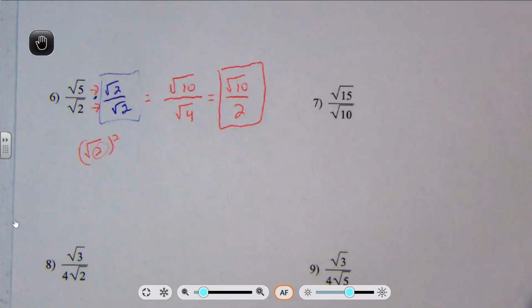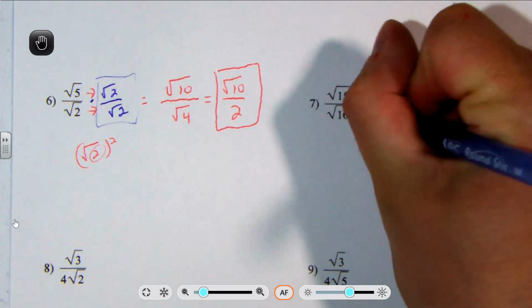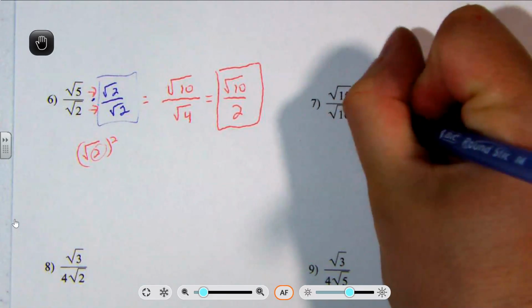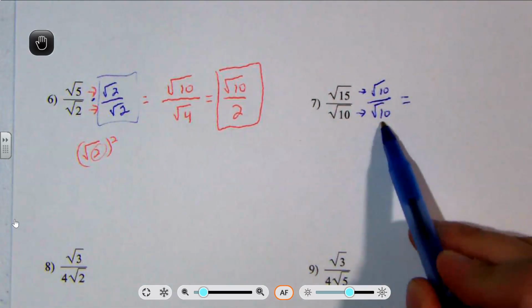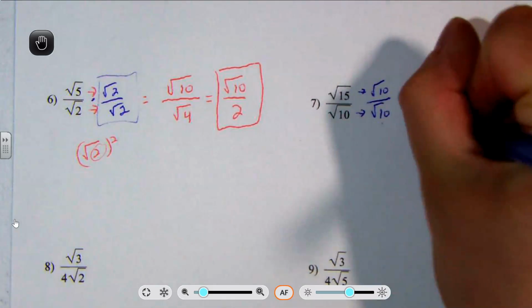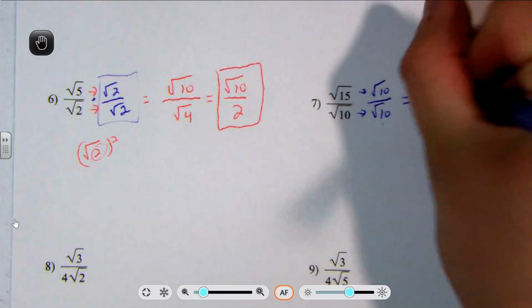Okay, so if I look at this one, I look at my denominator, it's radical 10, so I'm going to take and multiply numerator and denominator by radical 10. I multiply straight across. So radical 10 times radical 10 is radical 100, or square root of 100 is just 10. So I'm going to write that as 10. And then I have 15 times 10, which is square root 150.